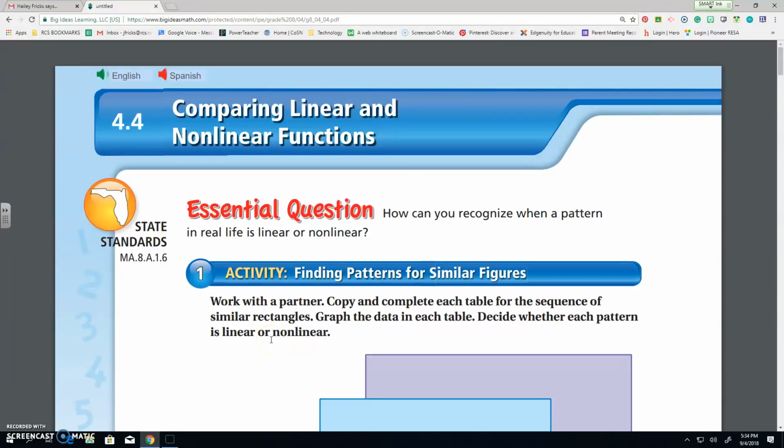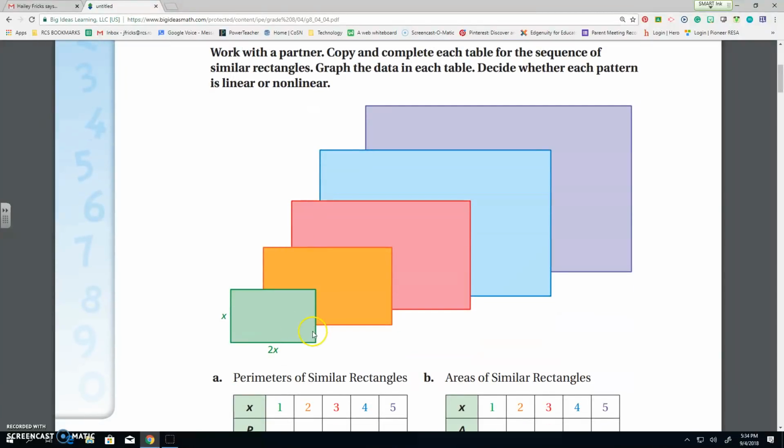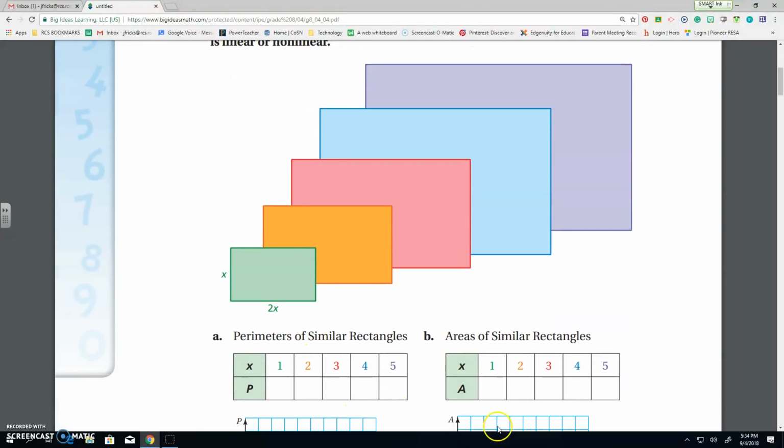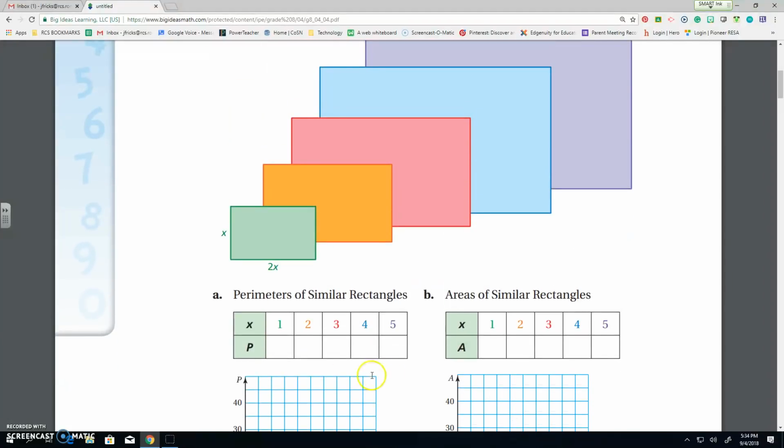Alright guys, so today we're going to talk about comparing linear and nonlinear functions. We're going to have a couple little activities here, but we're just going to go through and see if we can fill in these tables and then see if we can graph these down here below using each of the triangles. And we're going to use the basis that the side is x and then this side is 2x and use these numbers to substitute in for x.